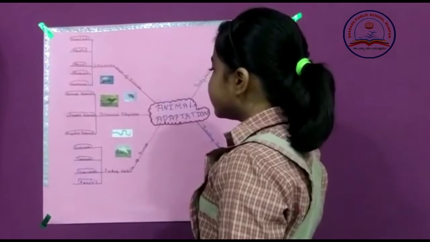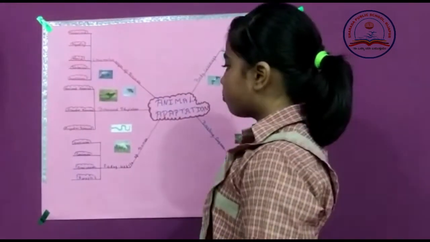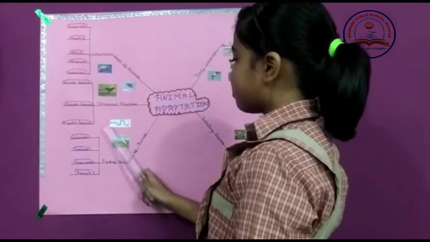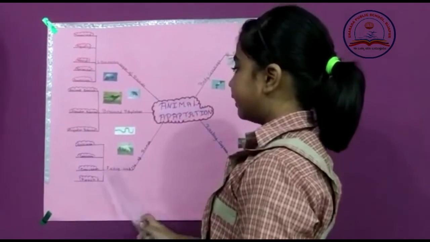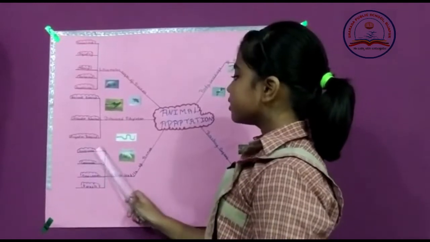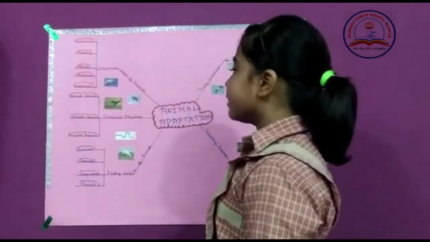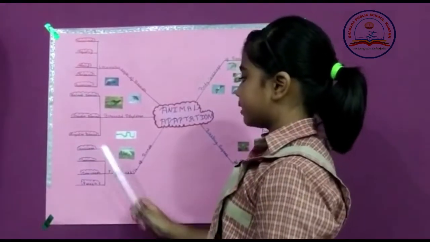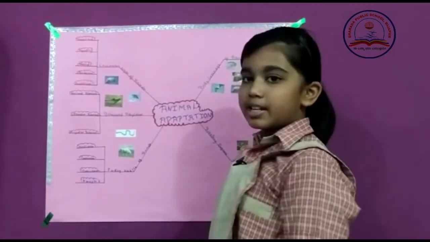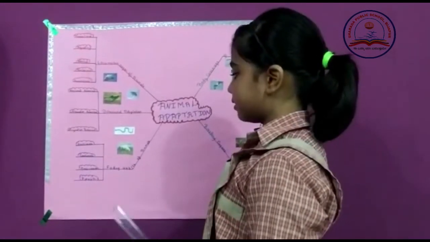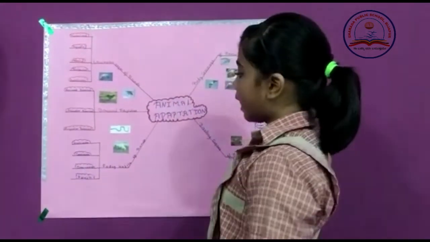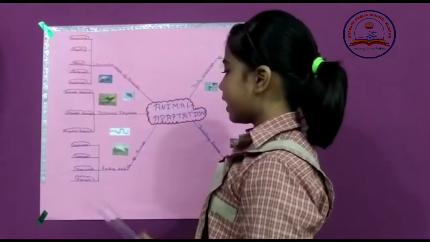Migration behavior: these animals go in search of more food. Feeding habits of animals. There are four types of feeding habits of animals: herbivorous, carnivorous, omnivorous and parasites. Herbivorous animals eat grass and other plants. Carnivorous animals feed on flesh. Omnivorous animals eat both plants and flesh.